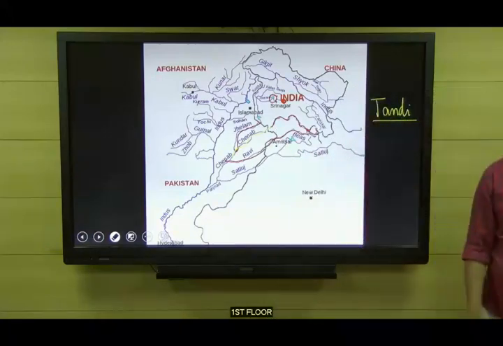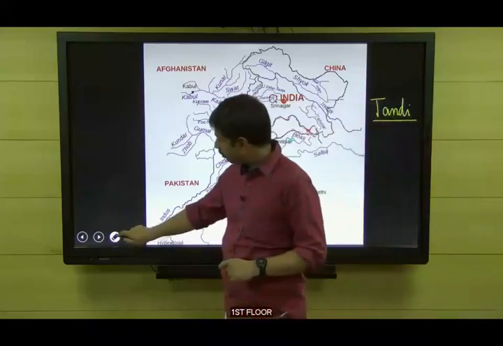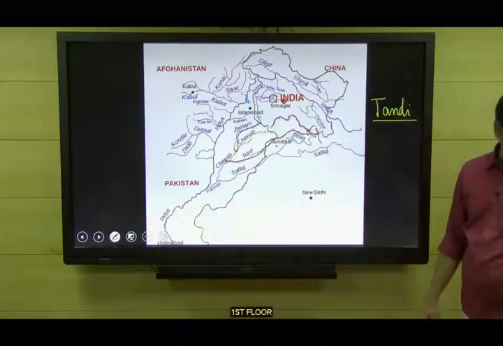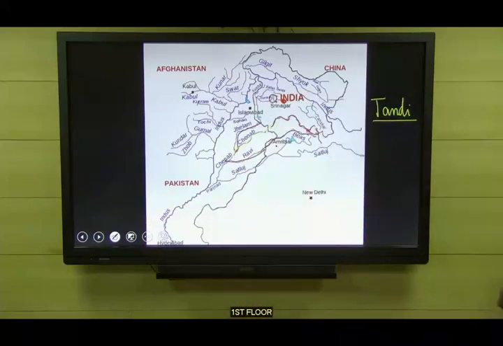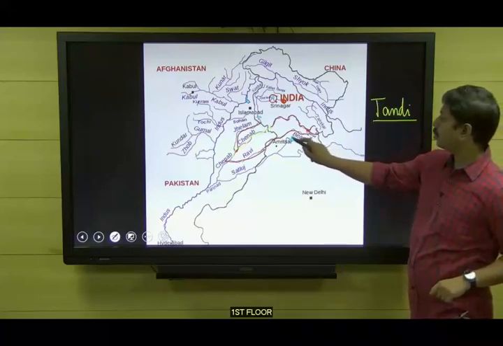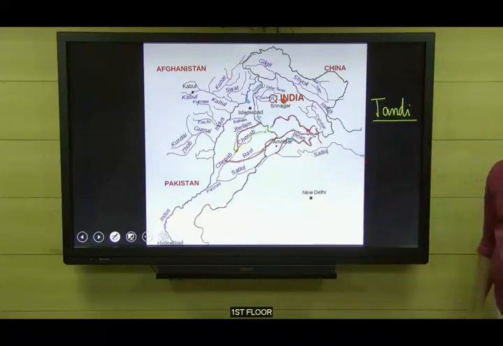Then coming to the Beas. Beas, the origin point is in Himachal Pradesh only, very near to the Chandrabhaga and Ravi. It originates from the Beas Kund. The place is known as Beas Kund, near Rohtang Pass. The Beas Kund is a small hill near Rohtang Pass. It originates from there.